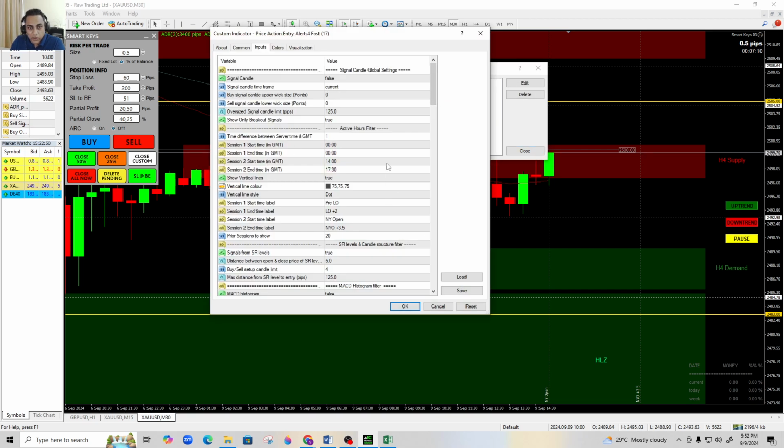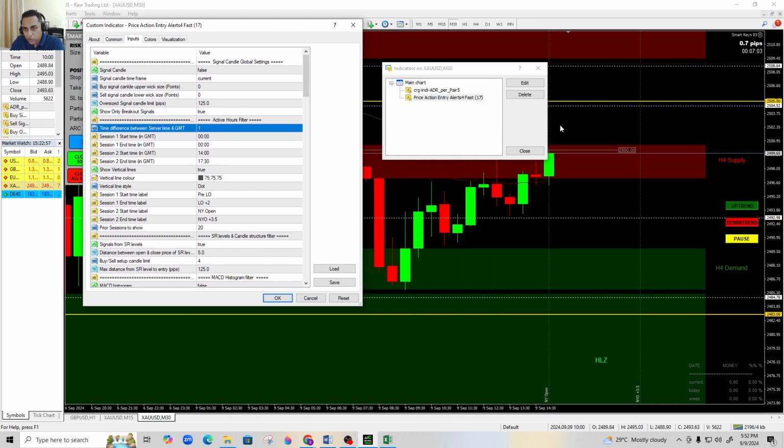Okay. So in the indicator here, active hours, right? What you see here, the vertical lines, these are the inputs for those vertical lines, right? So you can set up to 2 sessions. You can trade the London session, you can trade the Asian and the London, or you can trade the Asian and the New York, or you can trade the London and the New York. You can trade 2 different sessions.